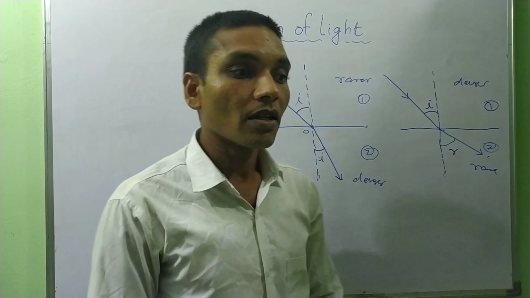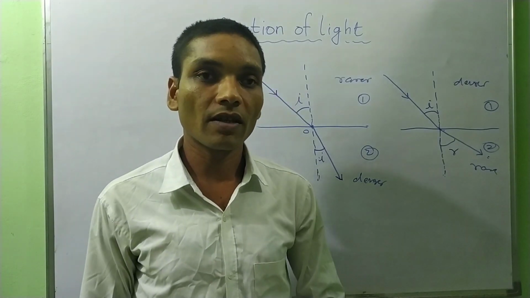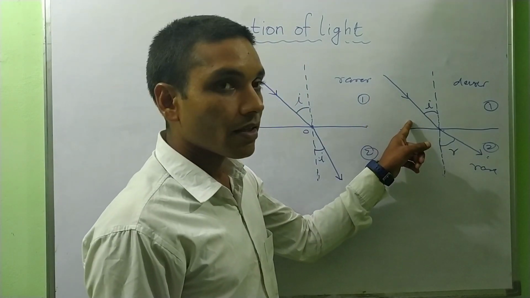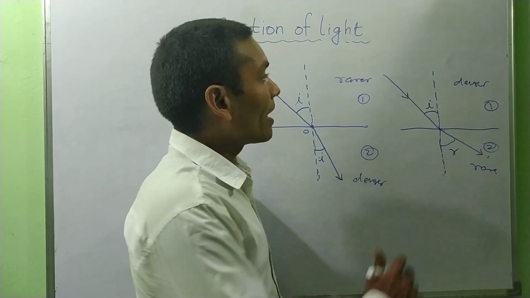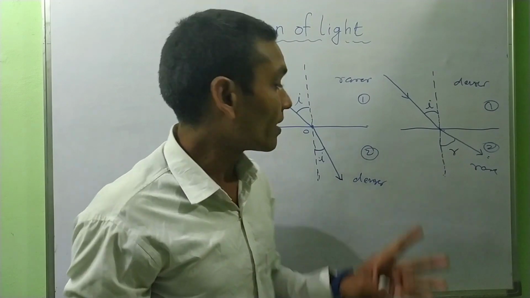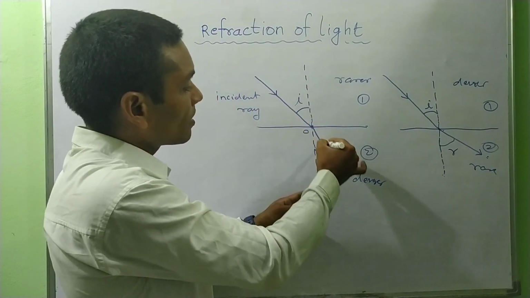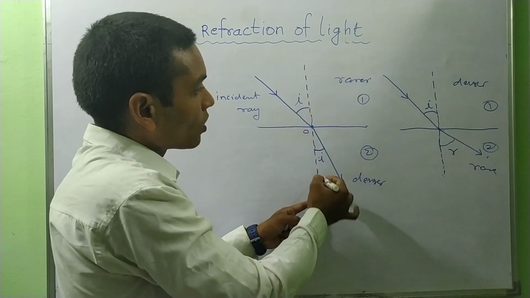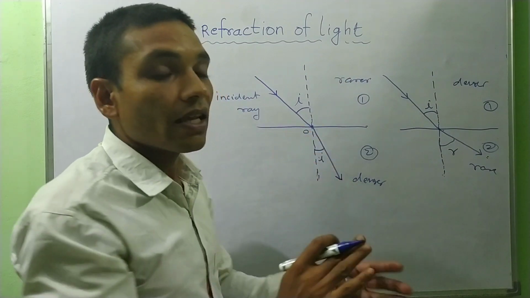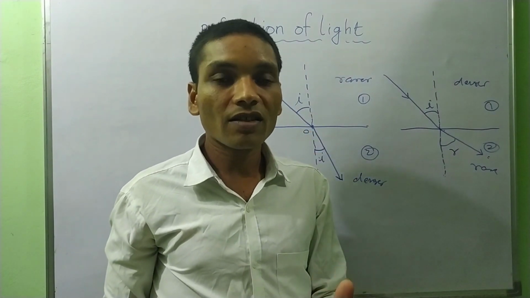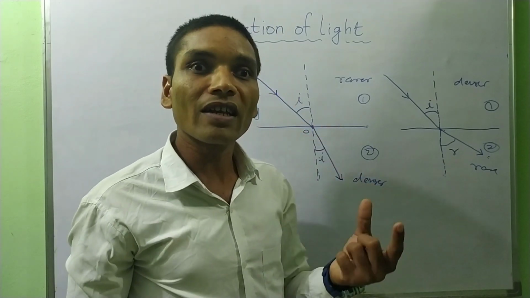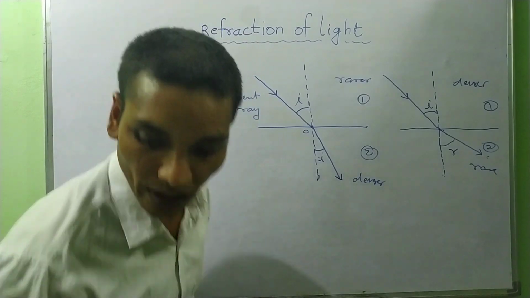So here there are two laws of refraction. According to the first law, the incident ray, refracted ray and normal to the interface lie on the same plane. In this case, this is the incident ray, this is the refracted ray, and this is the normal. So the incident ray, refracted ray and normal to the interface lie on the same plane. This is the first law of refraction. How are these in the same plane? So you can look here.